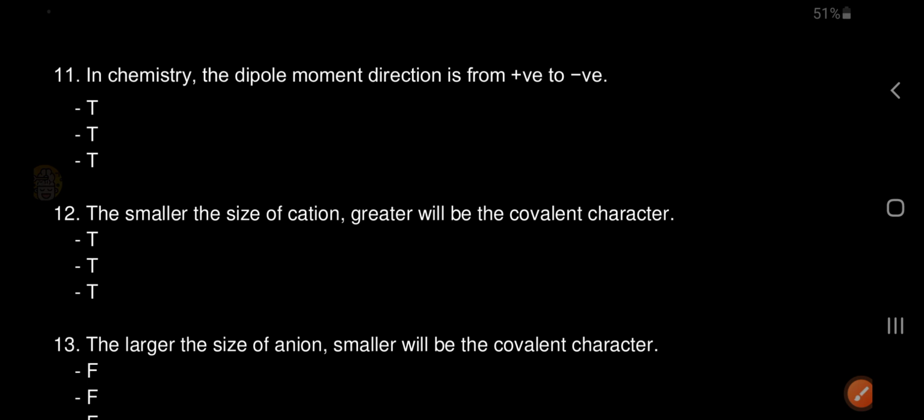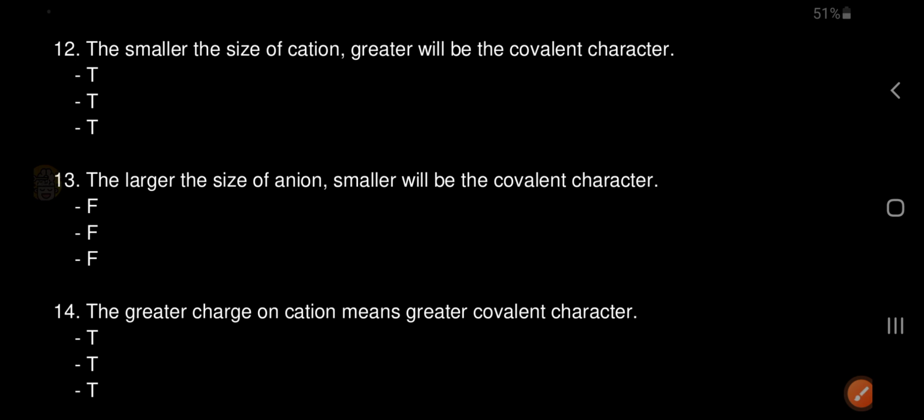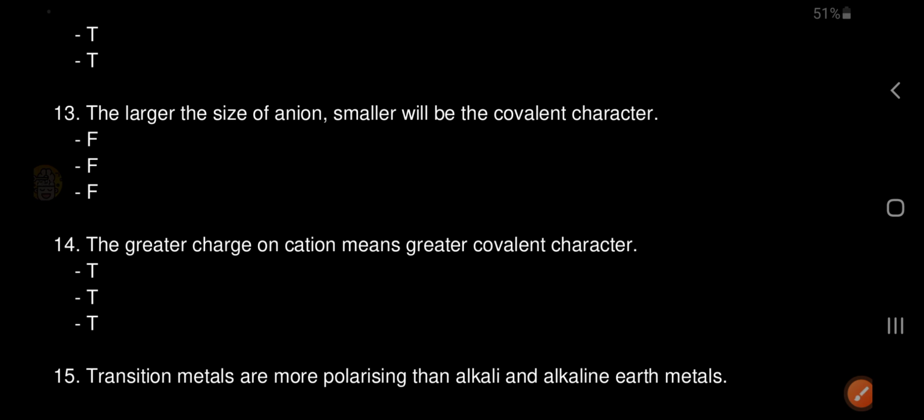The smaller the size of the cation, greater will be the covalent character. True. The larger the size of anion, smaller will be the covalent character. False. The greater charge on cation means greater covalent character. True.